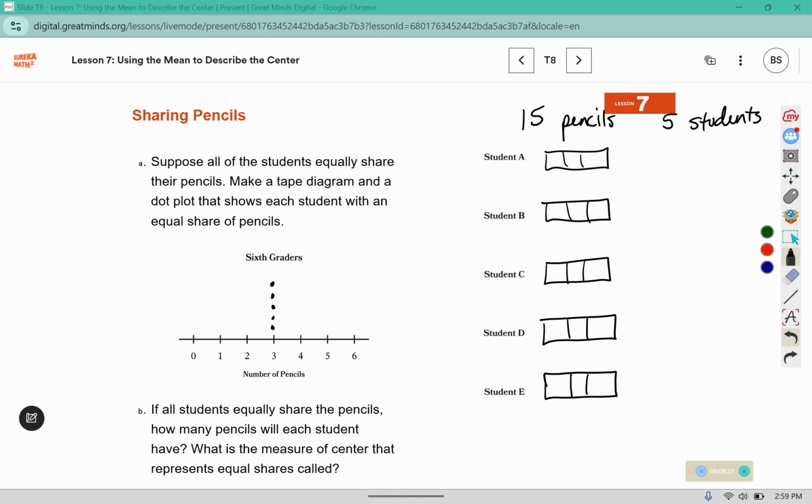If all students equally share the pencils, how many pencils will each student have? They will each have 3 pencils. Then it says, what is the measure of center that represents equal shares called? This equal share or fair share method is called the mean. You may also hear it referred to as the average.